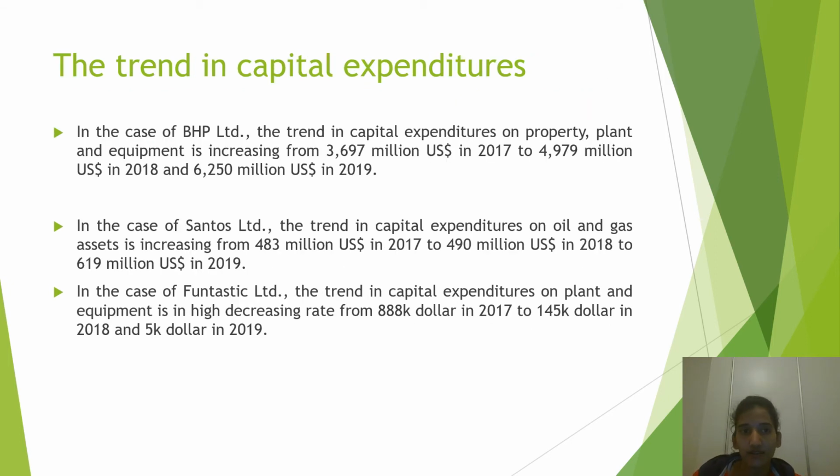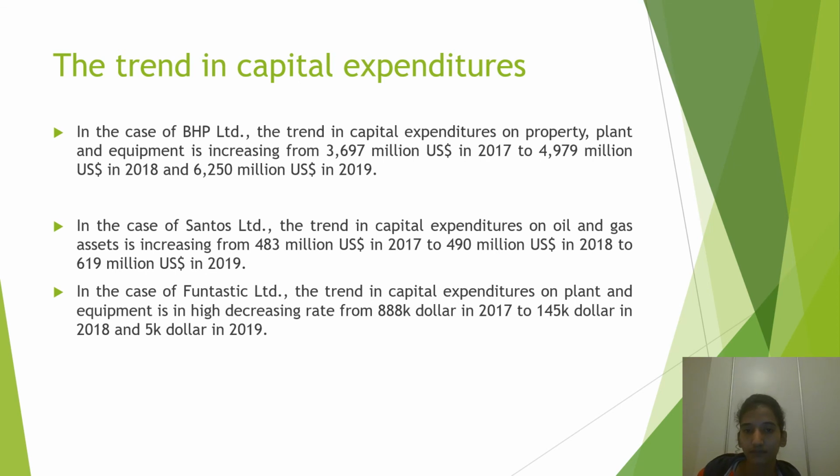The trend in capital expenditures: in the case of BHP Ltd, the capital expenditure on property and equipment is increasing from 3697 million US dollars in 2017 to 4979 million US dollars in 2018 and 6250 million US dollars in 2019. In the case of Sunstones Ltd, the capital expenditure on oil and gas assets is increasing from 483 million US dollars in 2017 to 490 million US dollars in 2018 to 619 million US dollars in 2019. In the case of Fantastic Ltd, the capital expenditure on plants and equipment is decreasing at a high rate from 888k dollars in 2017 to 145k dollars in 2018 and 5k dollars in 2019.